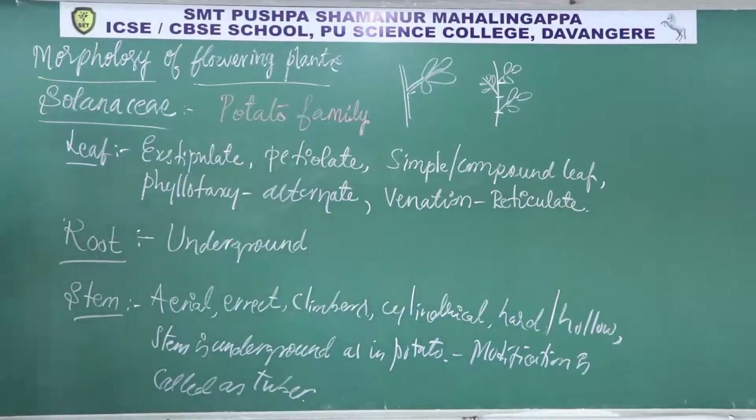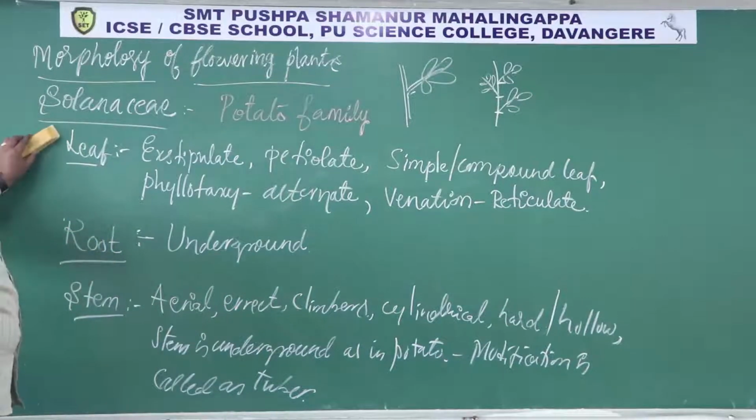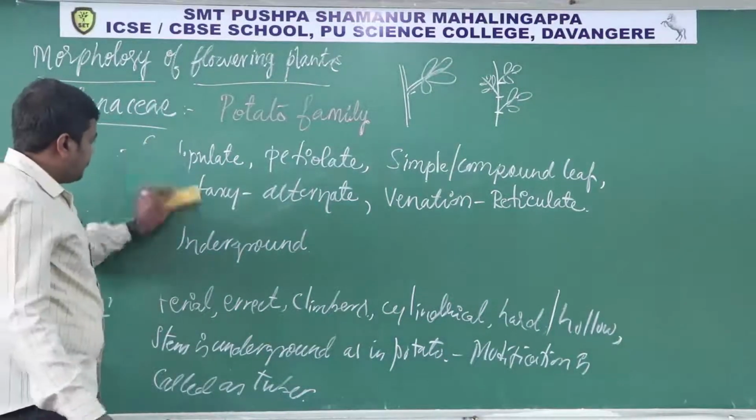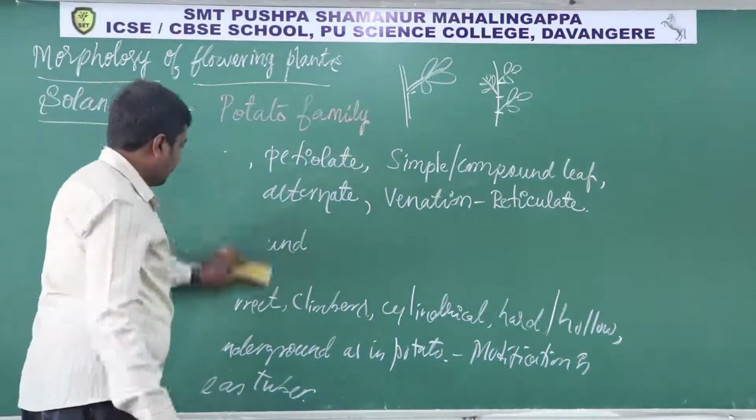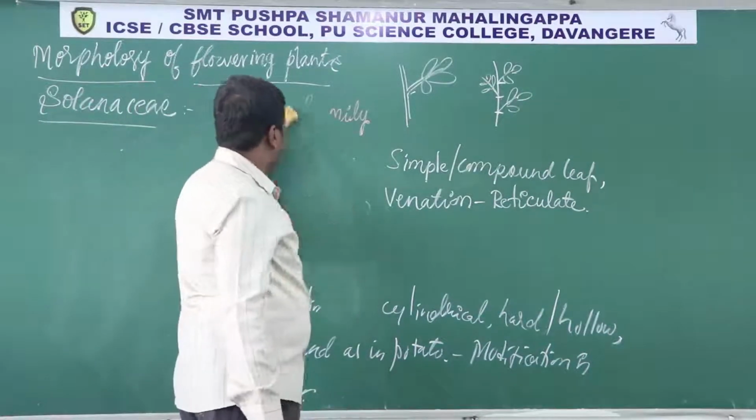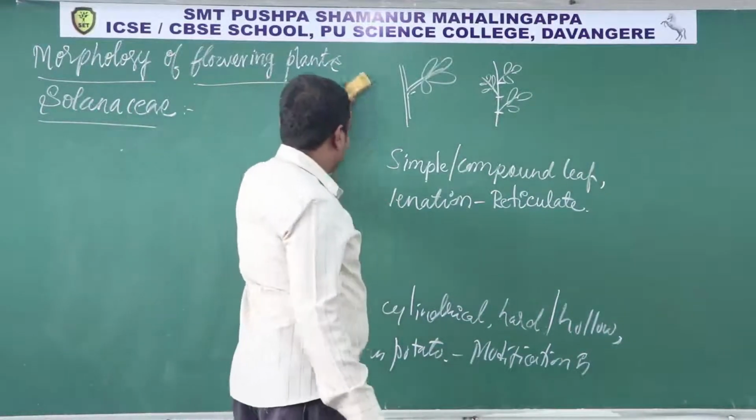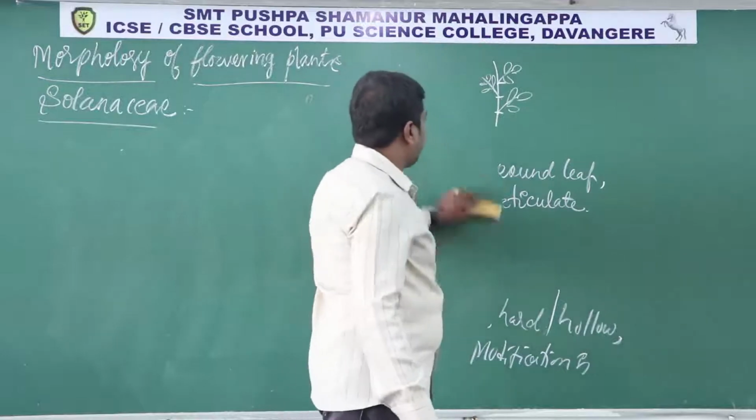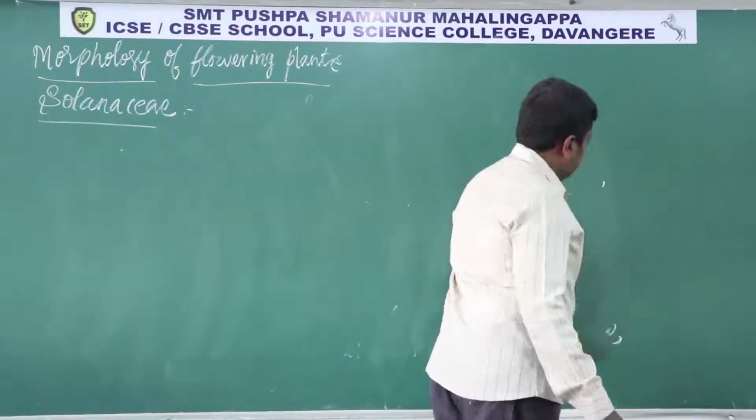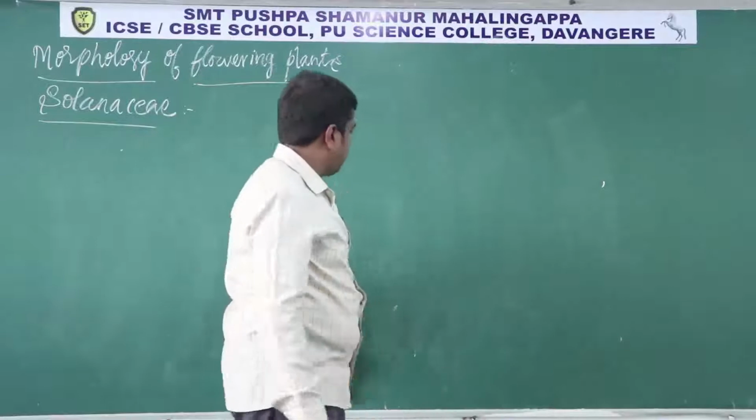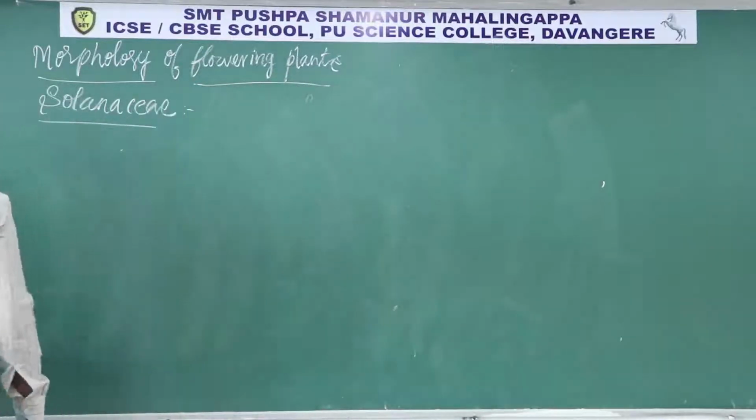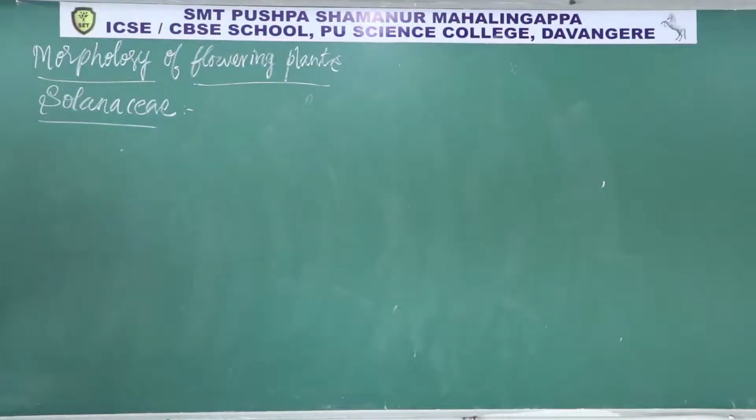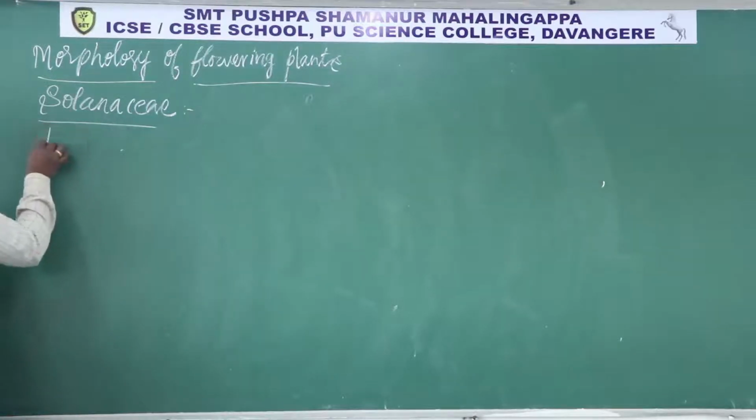Okay, so reticulate venation, a network-like venation, is there in the leaf. So this is about the leaf characters. So it completes the vegetative characters. Okay, then move on to the floral characters. So here very specific characters can be seen in the family Solanaceae. Okay, so let's see what those special characters are.